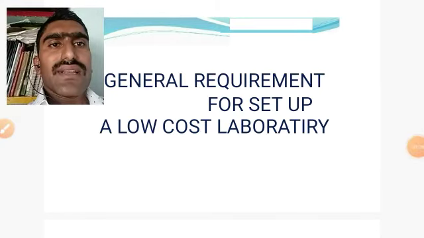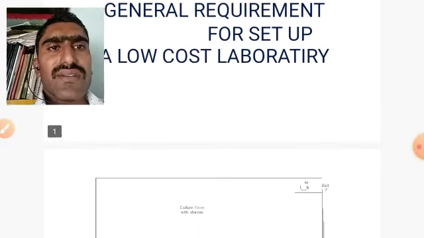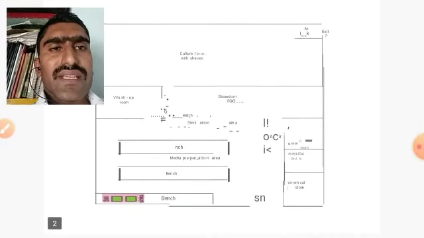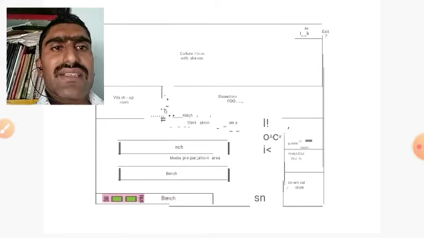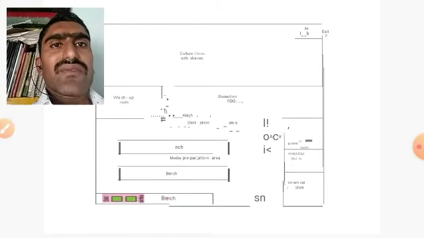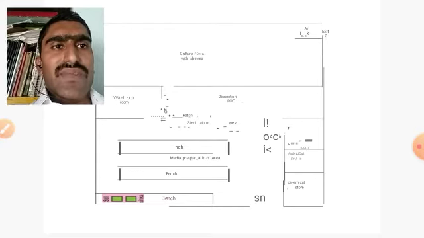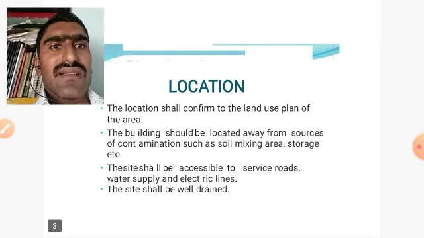So let's see what the general requirements are for the setup of a low cost laboratory. Next, this is the map of a tissue culture laboratory. What should a tissue culture laboratory have in it? It should have a culture room, washing area, sterilization area, media preparation room, racks, and so on, which are mentioned here in the laboratory, and we will discuss them in upcoming slides. So these are some general requirements.